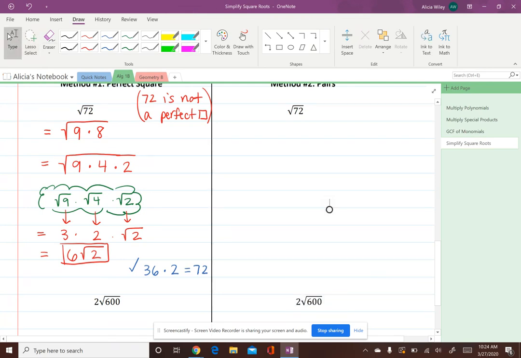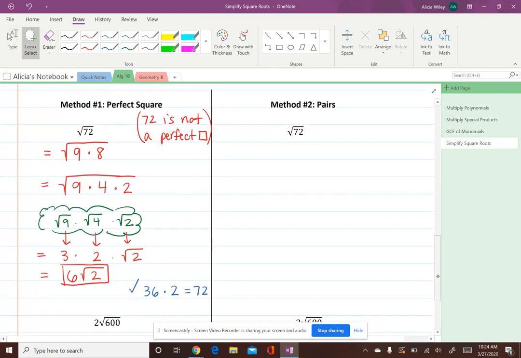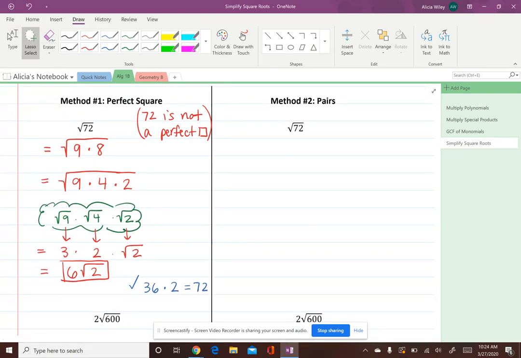Now, one thing that we have talked about is prime factorization. So that's what I'm going to use on this one. I'm going to look for pairs of numbers because I know that when you multiply pairs of numbers, I get a perfect square number. So in this method, I'm going to use some prime factorization.